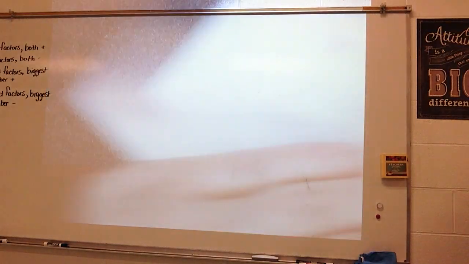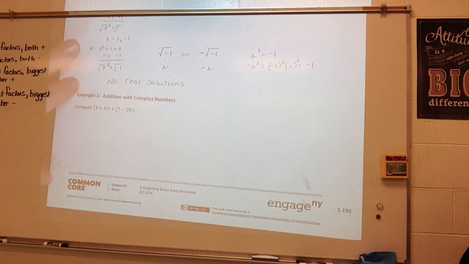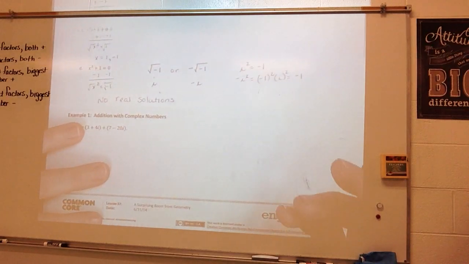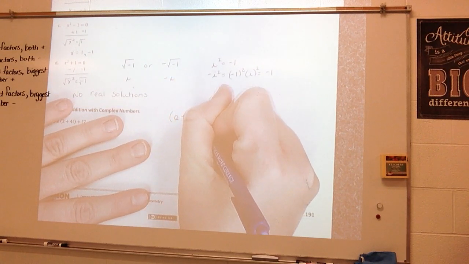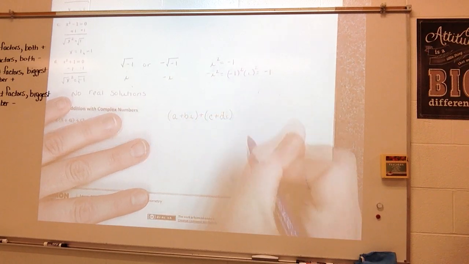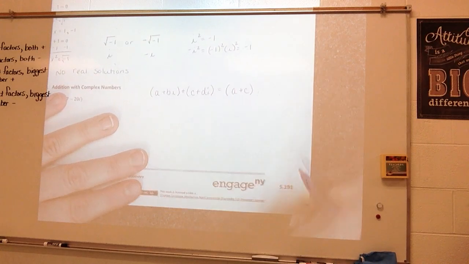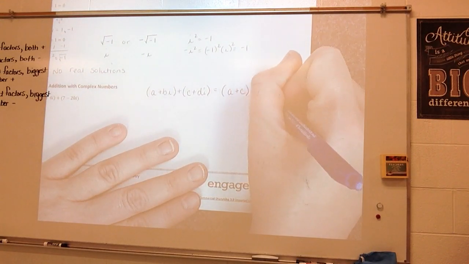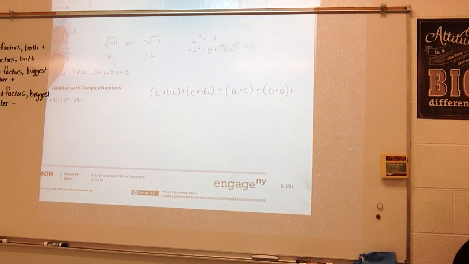So let's go back to our classwork and see what we can do with this information. So it says compute 3 plus 4i plus 7 minus 20i. Okay, so here's what I'm going to show you. If I have a problem that looks like this, a plus bi plus c plus di, where a, b, c, and d are real numbers, then what I can do is pull out the a and the c, and then I can do b plus d times i. Alright, so let's use that.